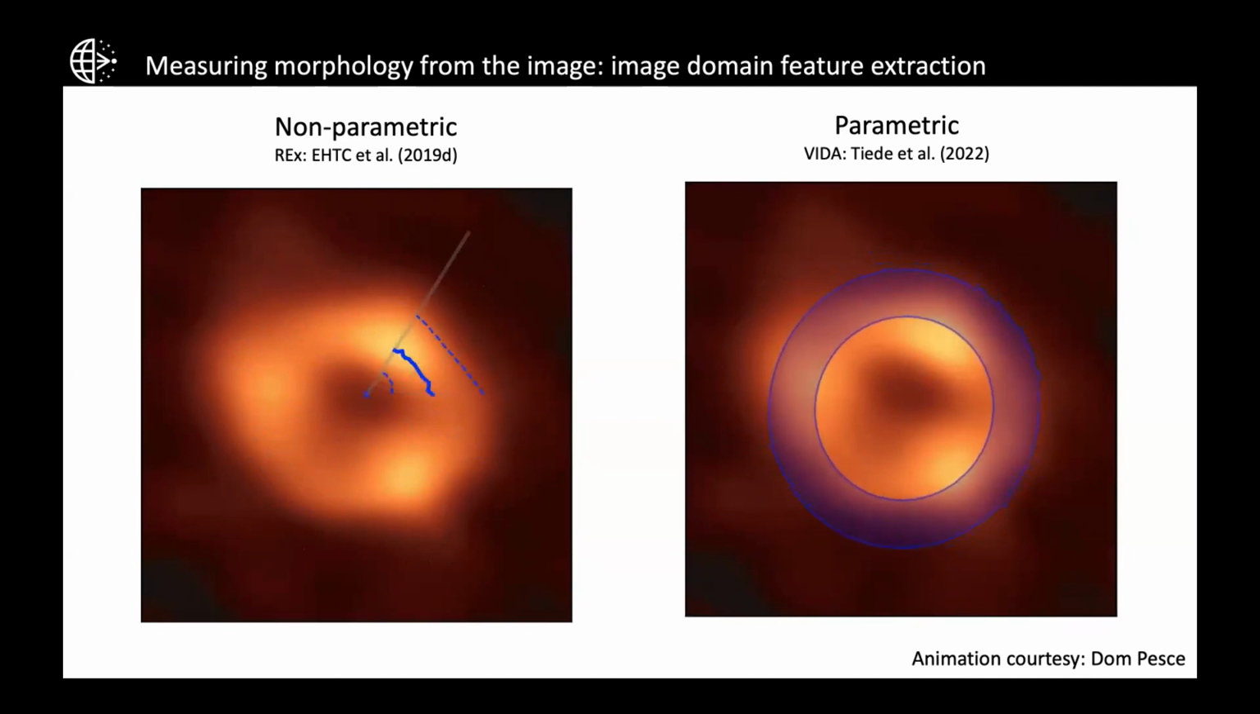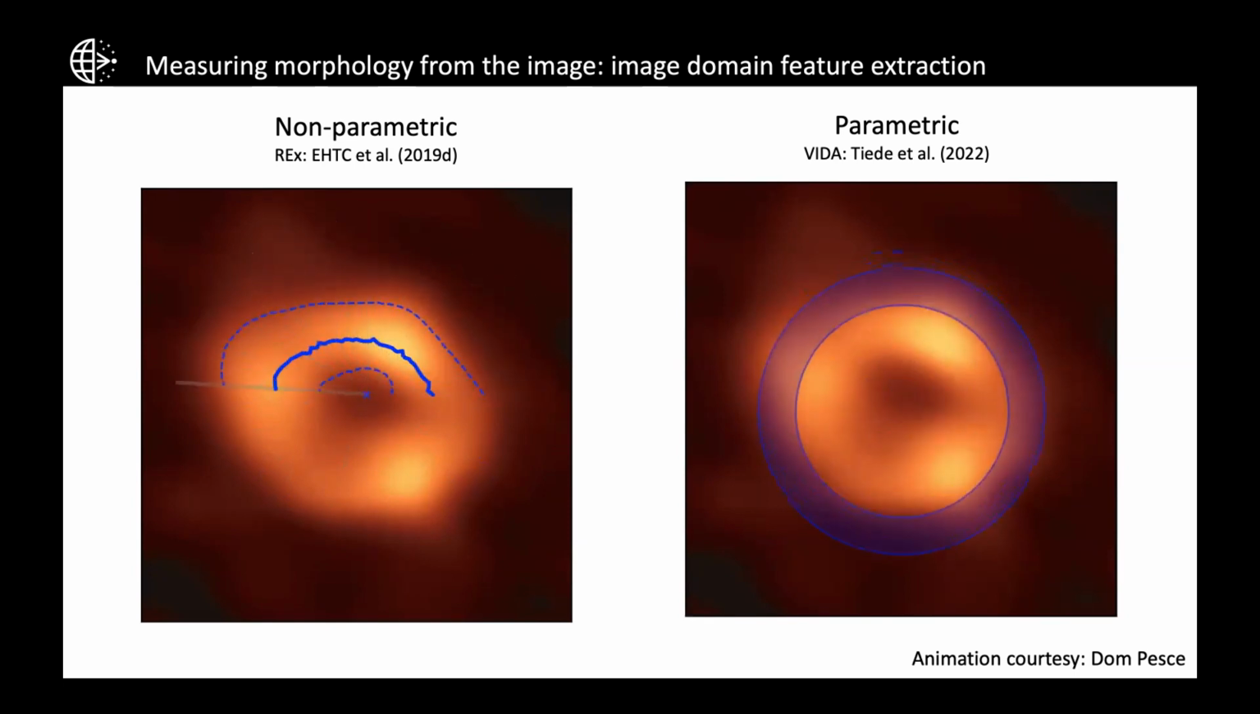Some methods extract the morphological features of the image directly in the image domain. These are called image domain feature extraction. The other family of methods extracts this information directly from the visibilities. Let's focus now on the image domain feature extraction.